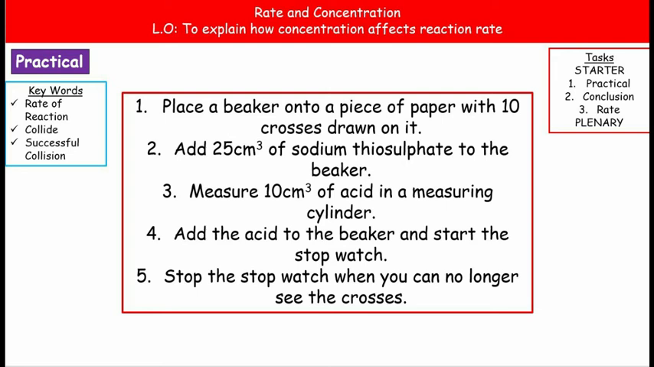Now, hopefully the method that you can see on the screen is familiar to you, because this is the same method that we used when we were looking at the temperature. So we're still going to use our sodium thiosulfate, we're still going to use hydrochloric acid, and we're going to have some crosses on a piece of paper under our beaker or conical flask. Now, what we're doing is recording the time it takes for those crosses to no longer be visible. The key difference between this experiment and the one we did for temperature is, in this case, it's all done at the same temperature. The thing we're changing will be the concentration.